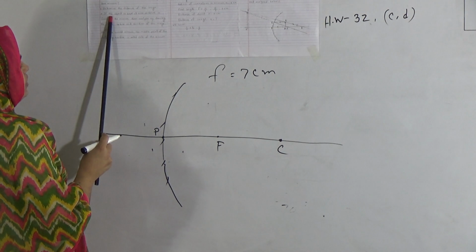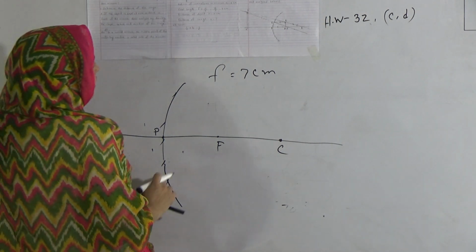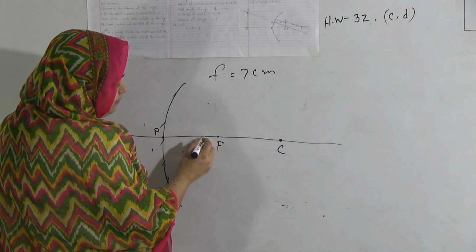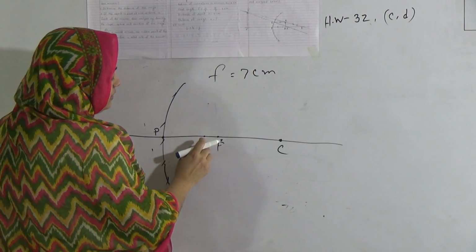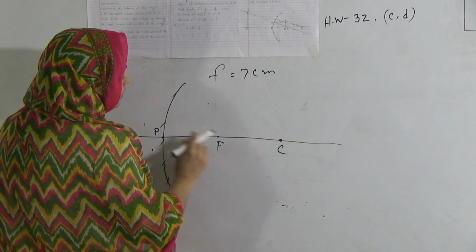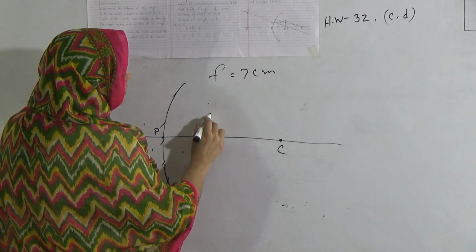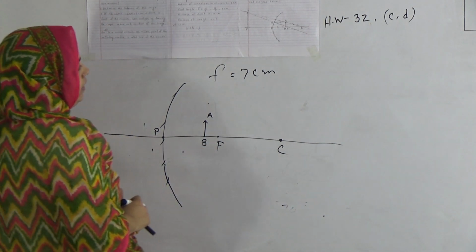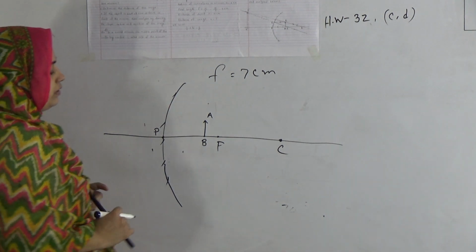So according to the question, the object is kept at 5 cm distance. So if the object is at 5 cm, then it will be between the pole and the focal point here. Suppose here is the object, suppose AB. This is the object. Now we have to draw this figure.